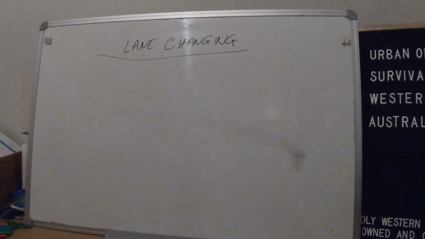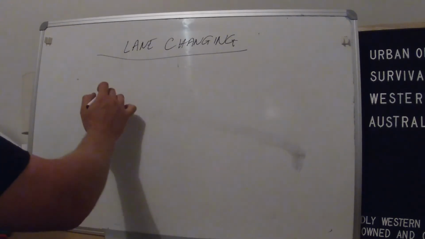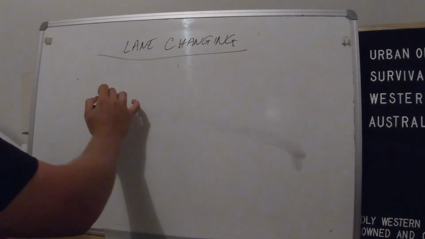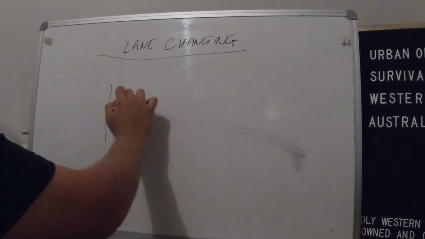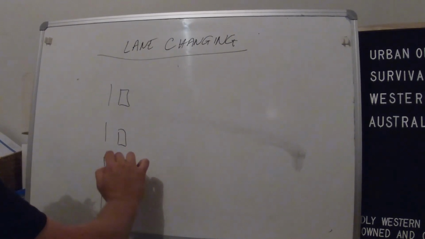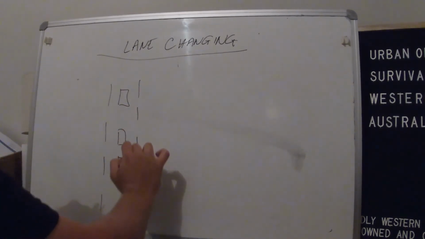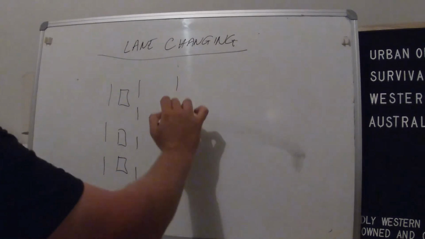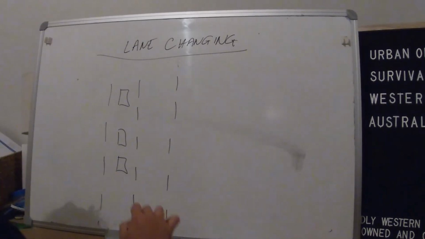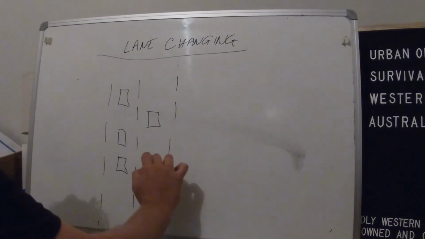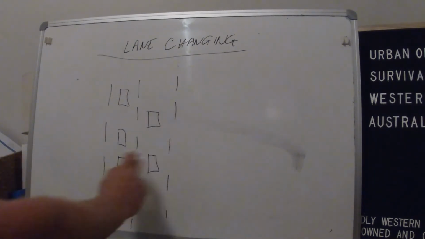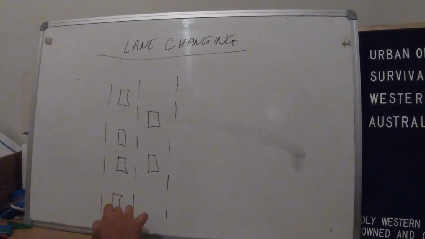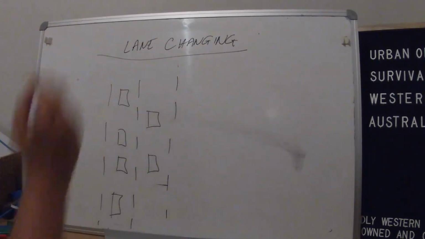Lane changing. Lane changing is pretty self-explanatory too. If you are in two lanes, so here's one lane here. There's cars, car, whatever. And there is another lane here. Car, whatever, you get the idea. You're free to travel back and forth between lanes. You can travel back and forth as much as you like.